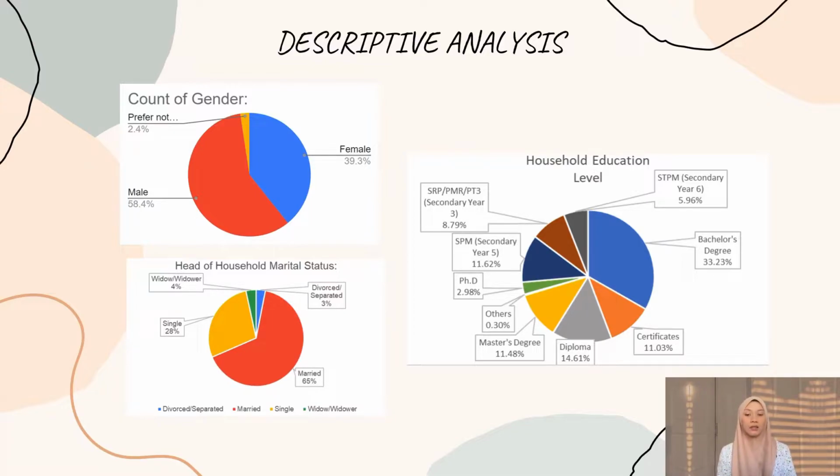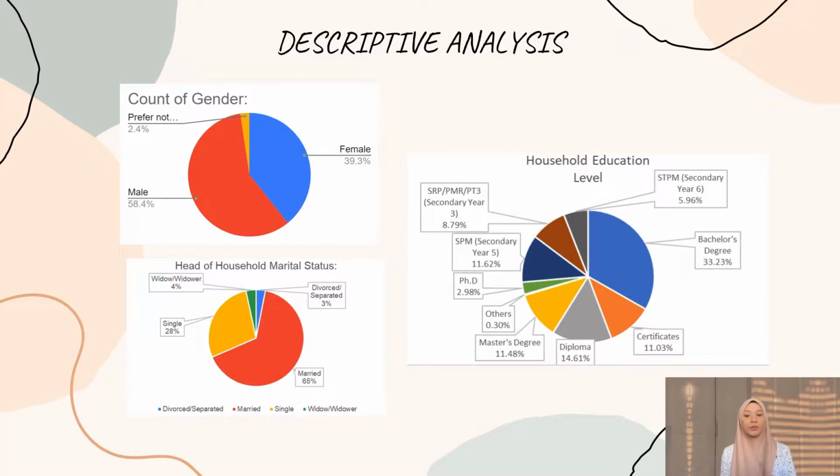As we can see in the first pie chart, which is the count of gender, 64.8% of the survey respondents are male, 39.3% are female, and the rest, who prefer not to tell their gender, are only 2.4%. Next, head of household marital status is divided into four choices: married 65%, divorced or separated 3%, single 28%, and widower 4%. So most heads of household are married.